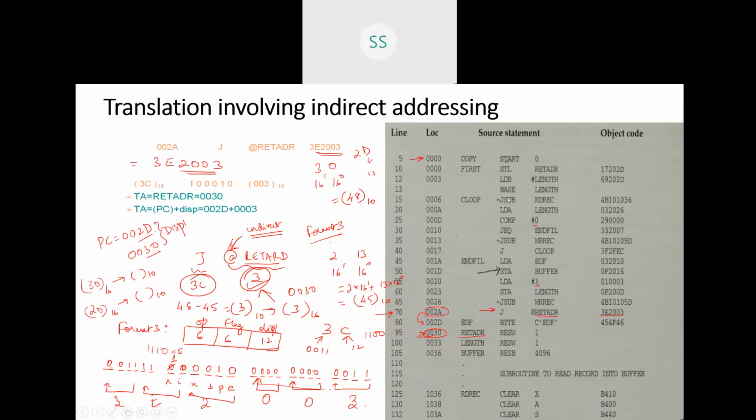I hope this is clear with you. That is how indirect addressing can be calculated. Okay, it's quite easy. The only thing that you have to remember is that with the at-rate sign, the flag n has to be made 1. And RETADR is a label whose value is obtained from the location counter.